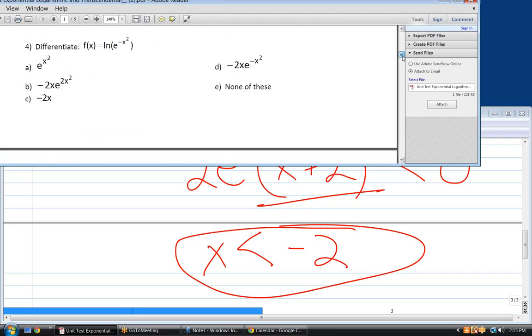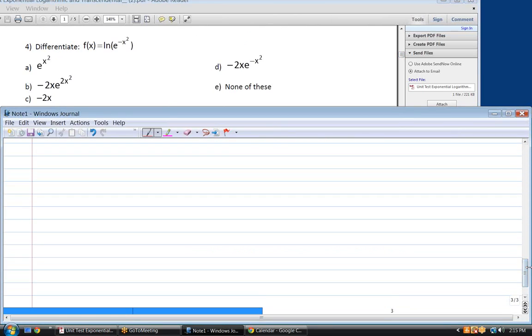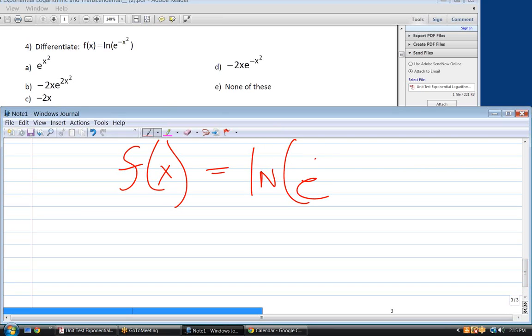Now, this is a little different. This is not similar to the one we just did, even though it's natural log. We're not going to use any of the natural log rules. We're going to use substitution. In other words, we're going to use the chain rule. It's the derivative of the outside, which is 1 over that inside, e to the negative x squared.